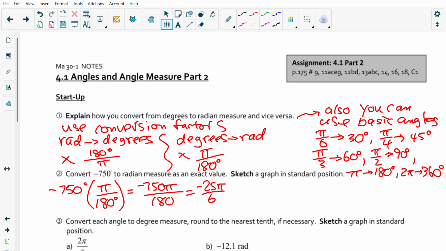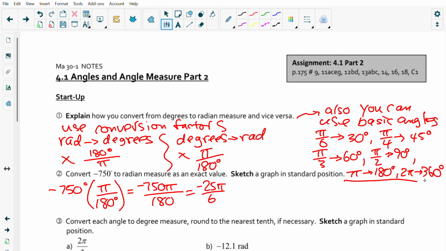Okay, how do I think about this? Well, you can think about pi over 6 as 30 degrees, and you go around in the negative, clockwise direction, and you do pi over 6 25 times. That's a lot to think about. Let's think about it this way.